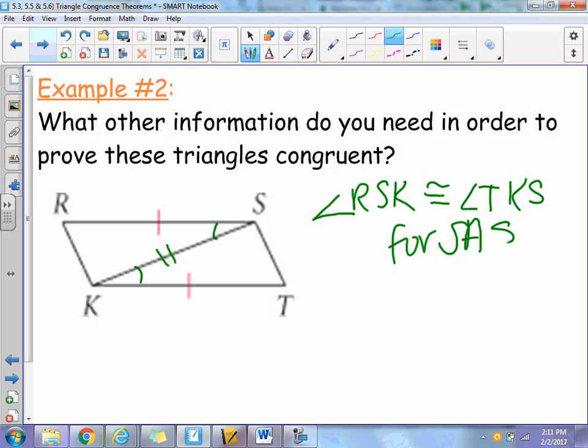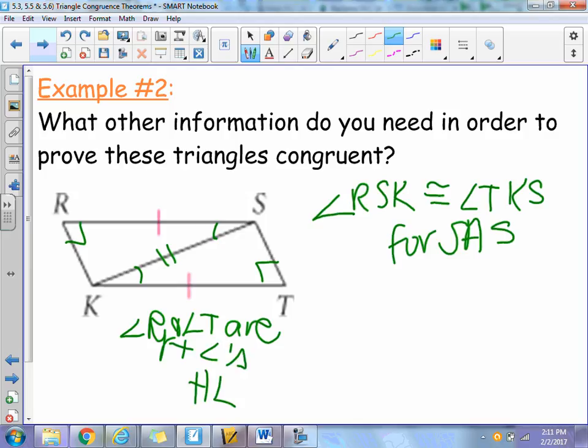Did anybody see something else they could have picked besides that angle? So like, couldn't you make a square? Okay, where? T and R. If you wanted to make a square here and here, then yes, it would be HL with hypotenuse and the legs. Very good. So if angle R and angle T are right angles, then it would be HL.